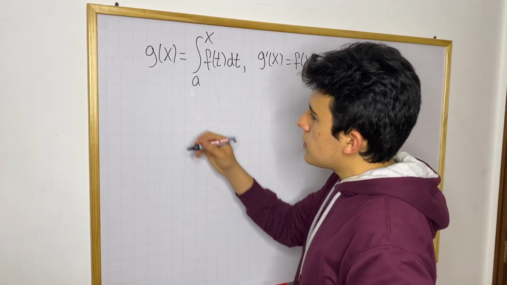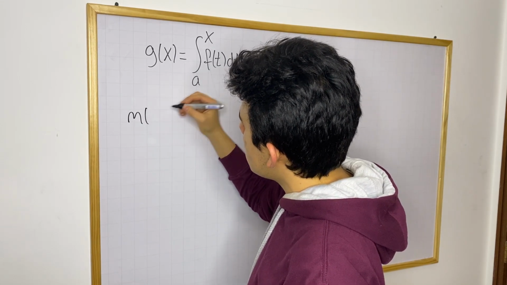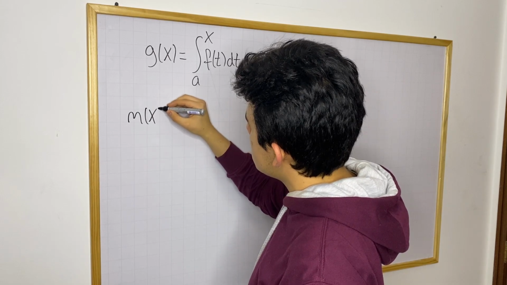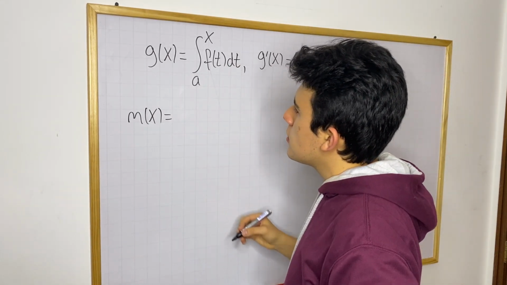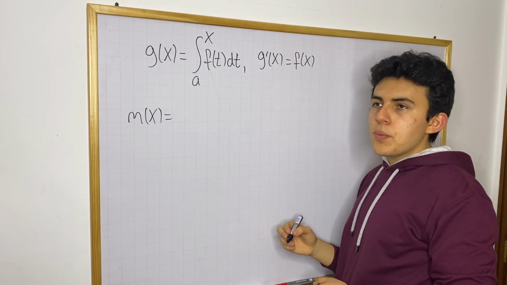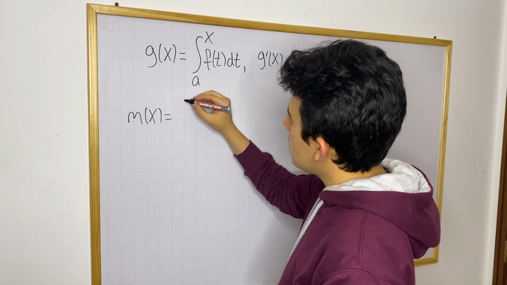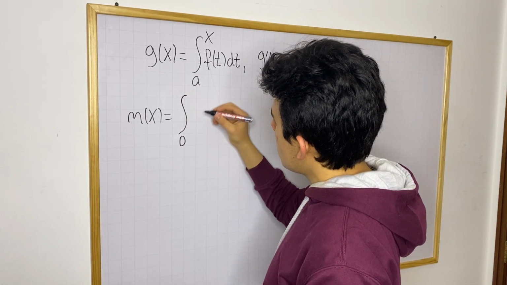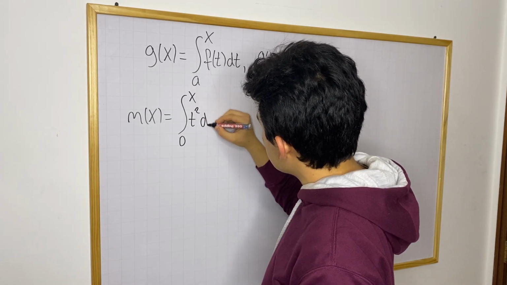So let's say that we have a function. I'm going to call it m of x. Let's just keep the notation consistent, and let's say that this function represents the area under one half of a parabola. So let's say it's the integral from 0 to x of t squared dt, okay?